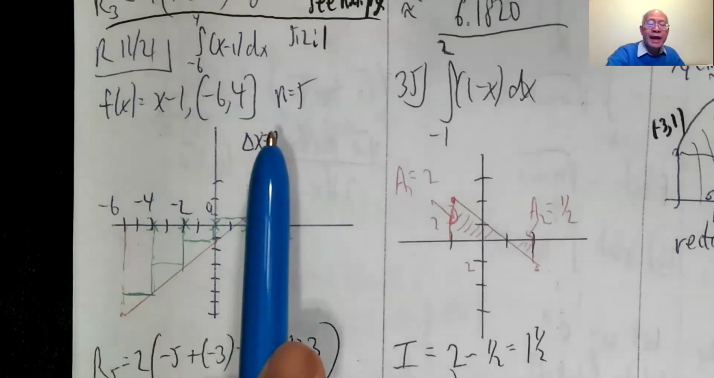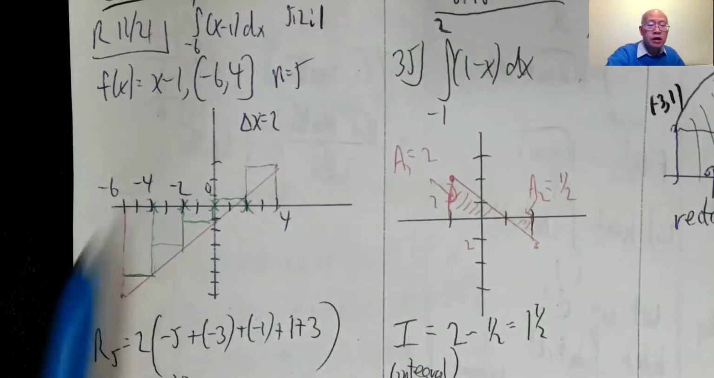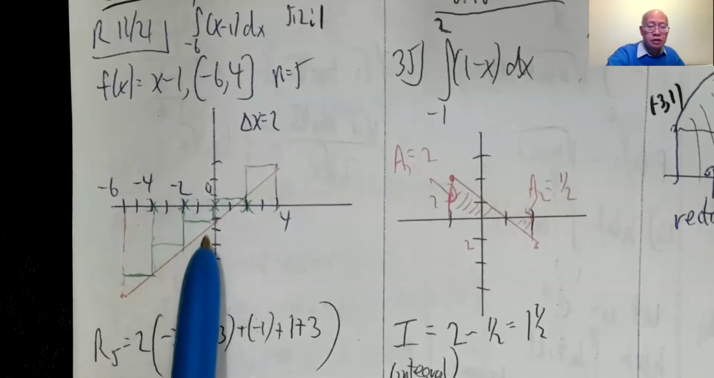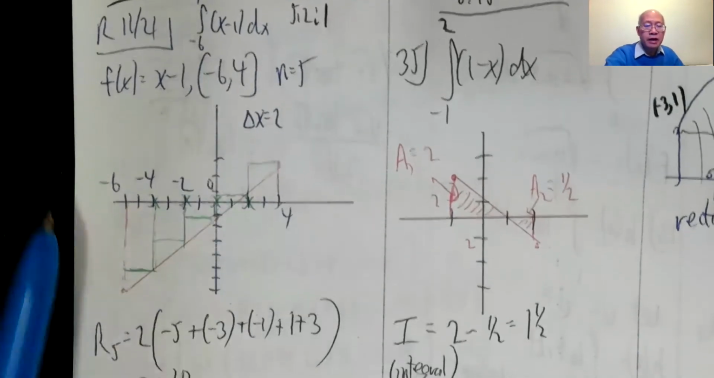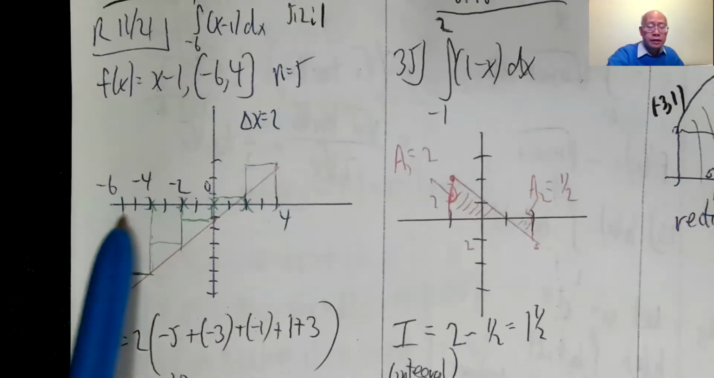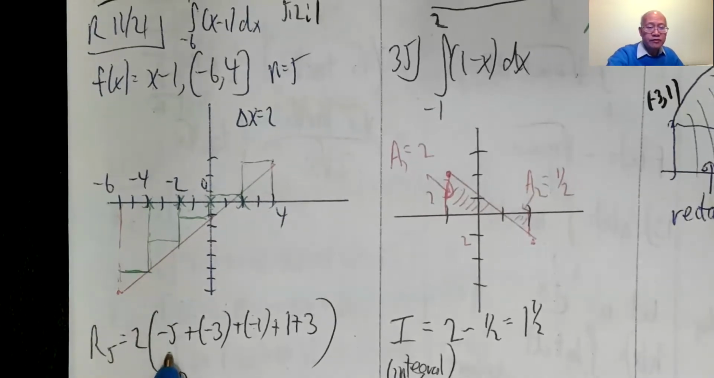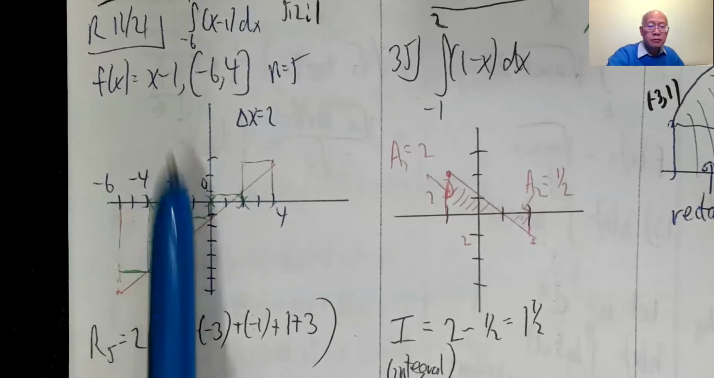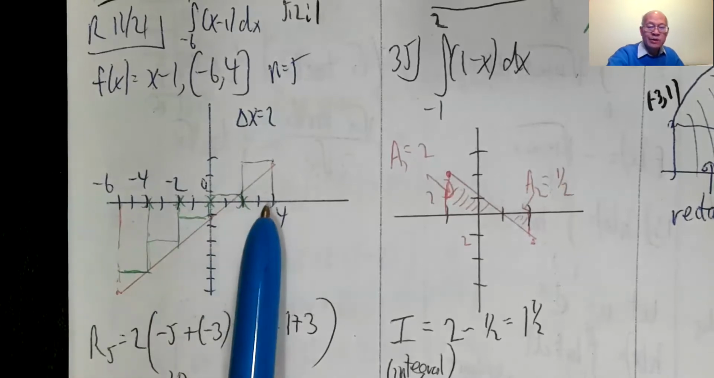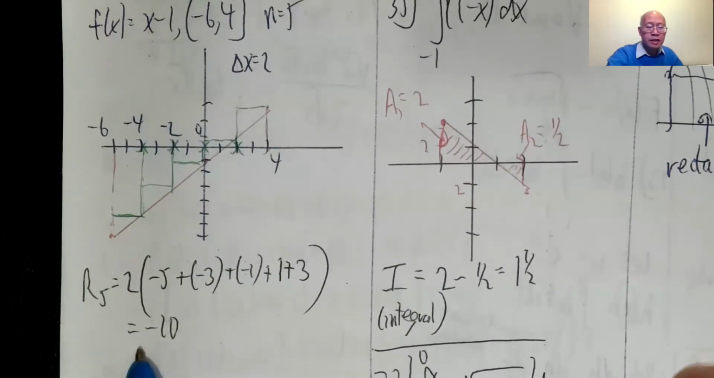In the question, they asked us to use right endpoints, which means from -6 to -4, I pick -4. From -4 to -2, I pick -2. From -2 to 0, I pick 0, and so on. The function is x minus 1. At -4, subtract 1, I have -5. At -2, plug into the function, -3. 0 gives me -1, 1 gives me 1, and 4 gives me 3. Delta x is 2. Add them all up: -10.